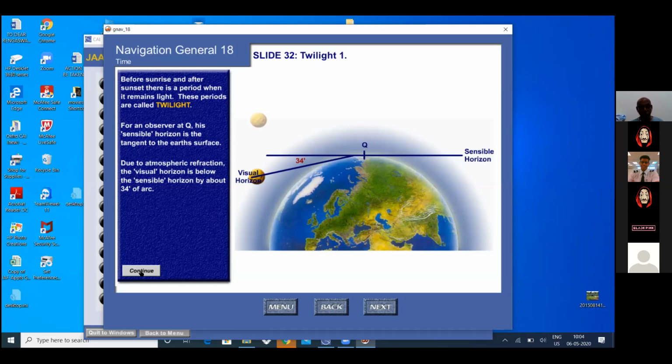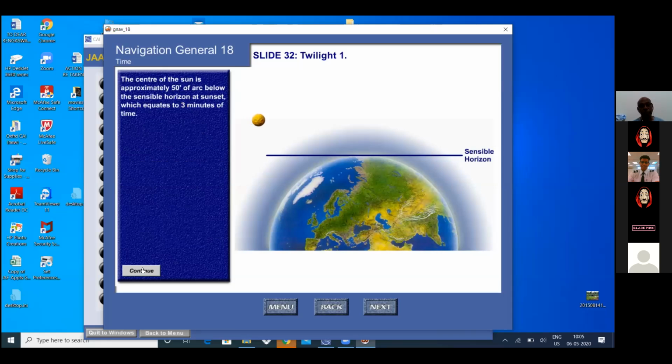So from the sensible horizon till the middle of the sun goes past the point, it is a total of 50 minutes: 34 minutes from the sensible horizon to the visual horizon, and 16 minutes from the visual horizon till the middle of the sun. So this 50 minutes of angle converts to 3 minutes of time. Is this clear?